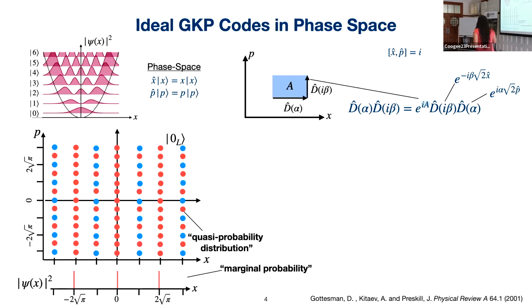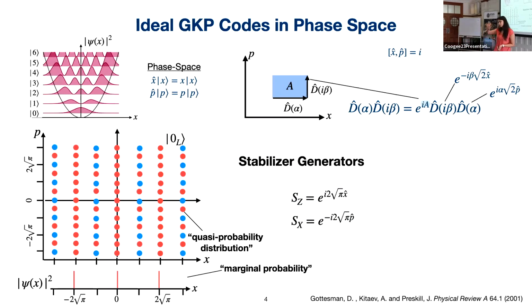Now, this state has some sort of translational symmetry. So if you think about the entire pattern extended over infinite x and infinite p, if you displace the state, so basically move the state by 2 root pi in x or 2 root pi in p, you'll get the same state back. So that gives us the liberty to define the stabilizers as follows, basically displacement in position and displacement in momentum by 2 root pi. These displacement operators essentially produce the displacement which enclose an area of 4 pi. So these displacements commute as you would like for your stabilizers too.